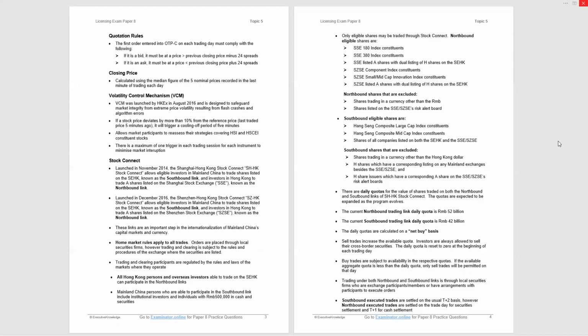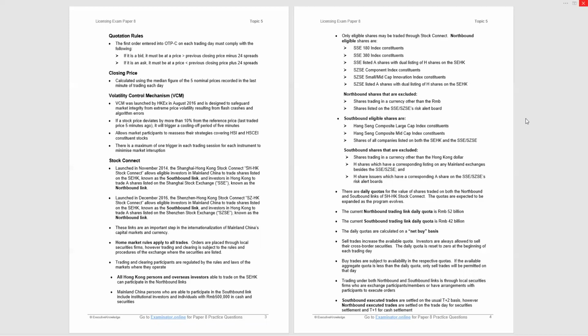Okay, on page 4, we have details of eligible shares that can be traded through the northbound link and the eligible shares through the southbound link. There are daily quotas for trading on both the northbound and southbound links, and we've given the daily quotas, currently 52 billion renminbi for the northbound link and 42 billion renminbi for the southbound. They may examine the actual amount of the quota, but it's more likely the fact that they do exist.